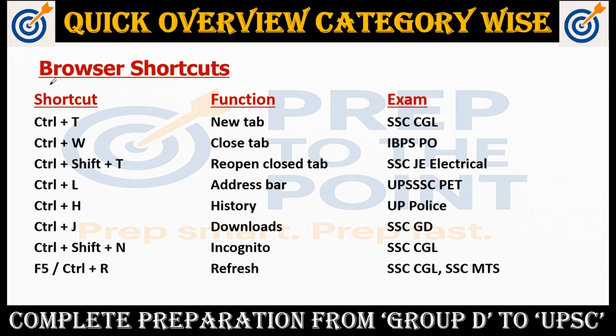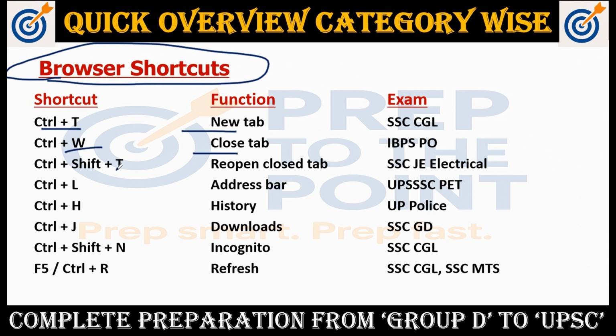Next category is browser shortcuts. Control T, new tab. Control W, close tab. Control Shift T, reopen closed tab. Control L, address bar. Control H, history. Control J, downloads. Control Shift N, incognito, and F5 or Control R, refresh.